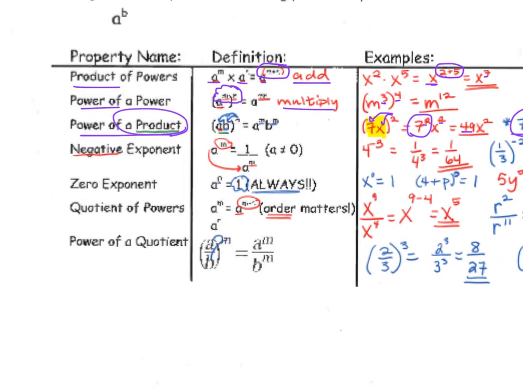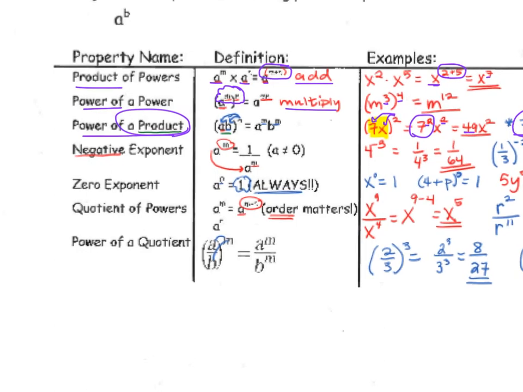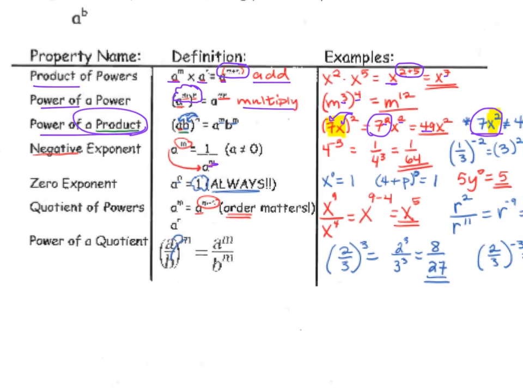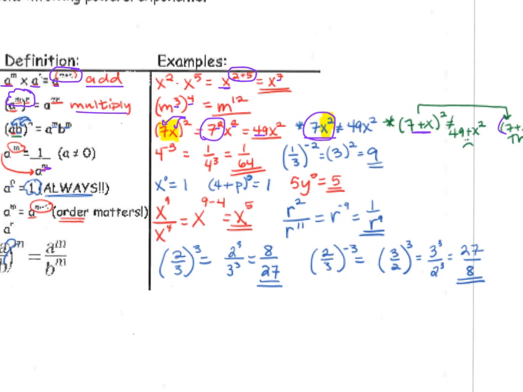If you have a negative exponent, a to the negative m, take the reciprocal of the base, so 1 over a, and that makes the exponent positive. So looking at the example on the right, if we have 4 to the negative 3 power, notice what I did was I took the reciprocal of 4, which is 1 over 4. I just put it in the denominator. And then 1 over 4 to the third power is equal to 1 over 64.